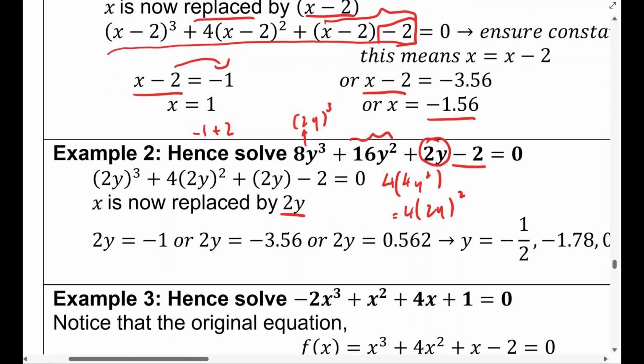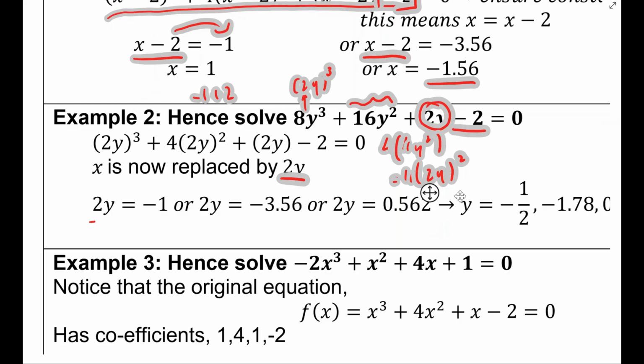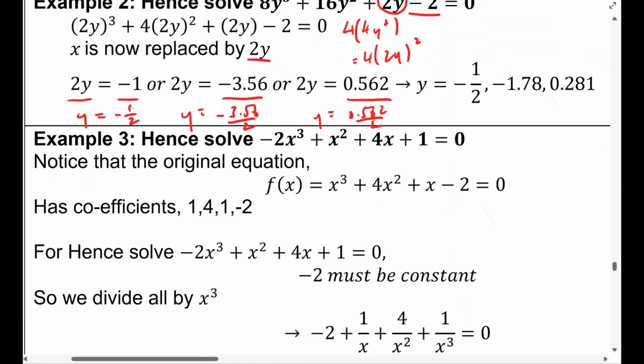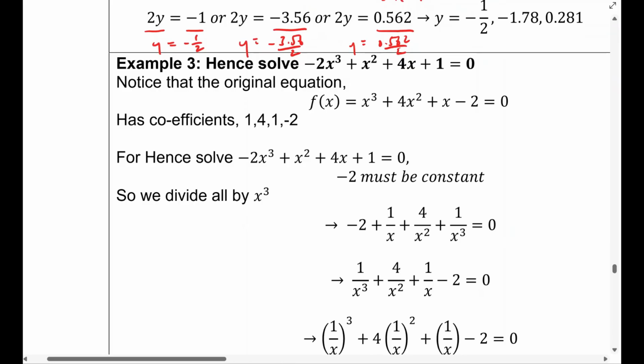So once again, you will let 2y equal your original answers instead of x equals your original answers. So 2y equals minus 1, or 2y equals minus 3.56, or 0.562. And then from here, you divide by 2 on both sides. So your new y is minus half, minus 3.56 over 2, which you can calculate, and 0.562 over 2. So those are your new y answers. That's solving for y. Okay, next, the last one.